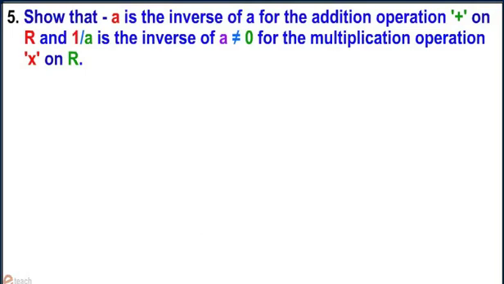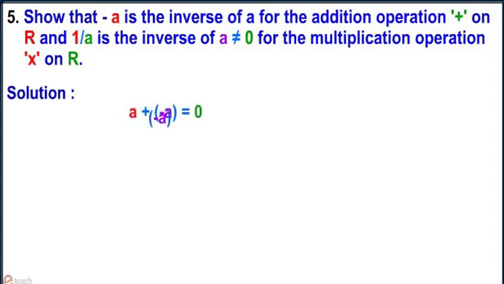Let us have another example. Show that minus a is the inverse of a for the addition operation on R, and 1 by a is the inverse of a not equal to 0 for the multiplication operation on R. Let us have the solution.